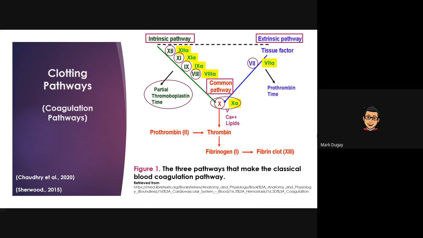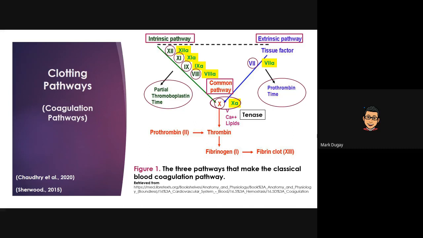This is the point where both extrinsic and intrinsic pathways converge. The extrinsic pathway is clinically measured as the prothrombin time or PT. The common pathway begins at factor 10, which is activated to factor 10A. The tenase complex is needed to cleave factor 10 to factor 10A. This complex is made up of factor 5, calcium ion, and lipids.